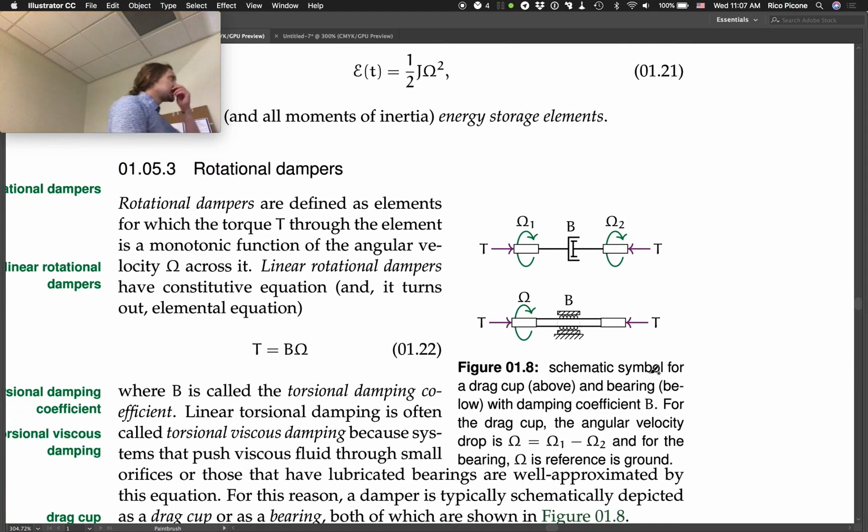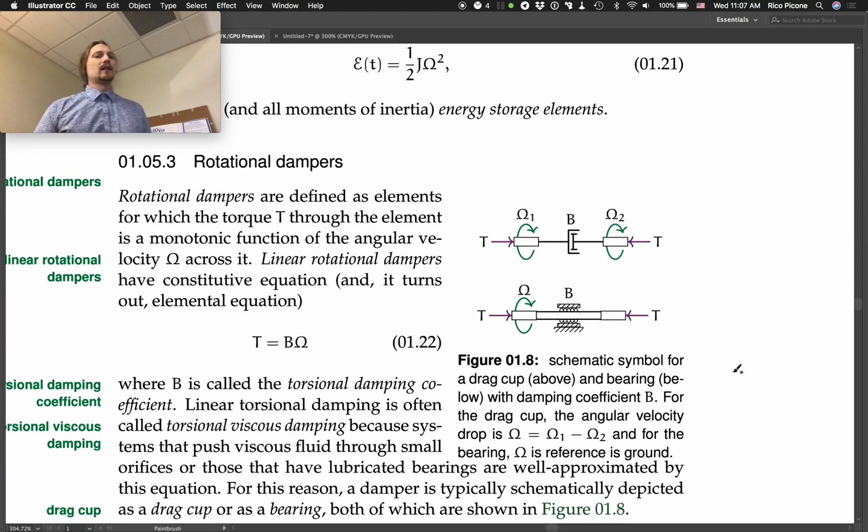Rotational dampers are defined as elements for which the torque through the element is a monotonic function of the angular velocity. Linear rotational dampers have the constitutive equation, and it turns out the elemental equation, T equals B omega, where B is the constant of proportionality between the angular velocity difference across the element and the torque through the element.